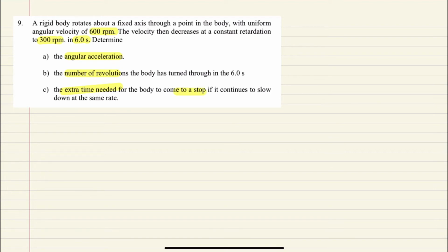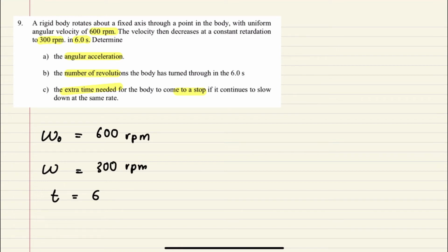Okay, so 600 rpm, and then you have 300 rpm. Based on the unit itself, both of these are omega. The difference is one is initial omega, another one is final omega. Initially it is at 600, so that one will be omega naught, and the final will be omega. The time given is 6 seconds for it to decrease from 600 to 300 rpm.